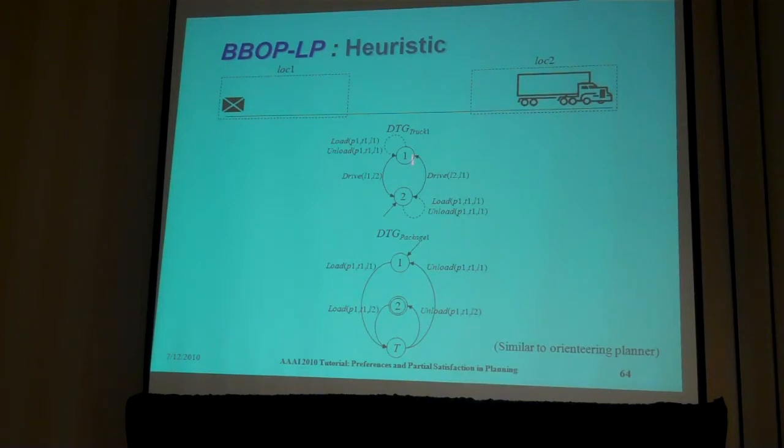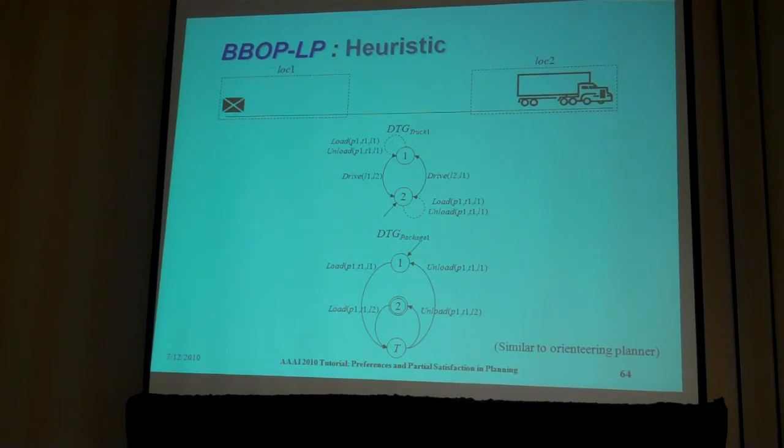And I create edges that represent the actions that I could perform over the truck, and edges through the package similarly. And if you remember, the orienteering planner also had some interesting looking graphs that looked very similar to this in terms of the location of the rover, for instance.